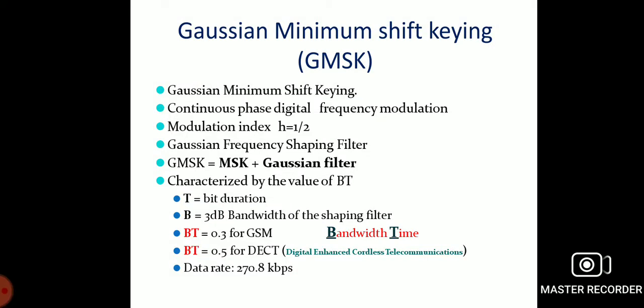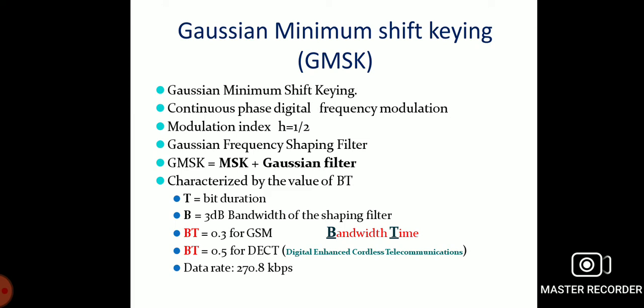In this lecture, EC8652 Wireless Communication, today we are going to discuss the topic Gaussian Minimum Shift Keying. GMSK is a binary modulation. It is one of the binary modulations derived from the minimum shift keying technique, that is the MSK technique. By applying a Gaussian low pass filter with MSK, a GMSK signal can be derived.